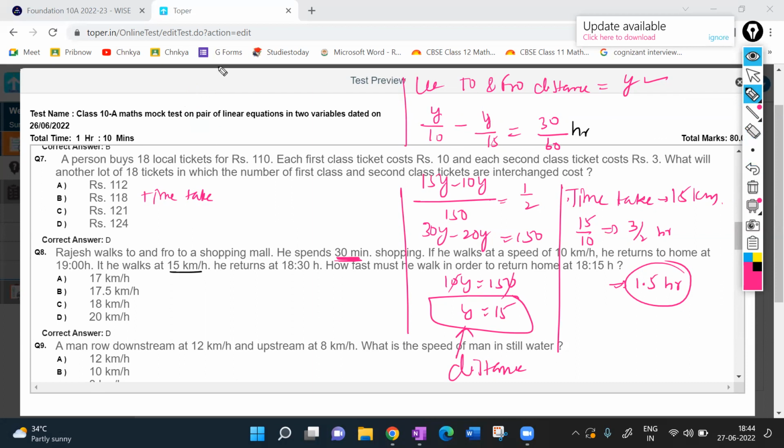I just found the distance. What distance here now? Yes, distance 15. Okay. I'm just finding time. Time is what? Distance by speed. Distance is what, beta? 15 by speed, how much? 10. So time I got 1.5 like that.